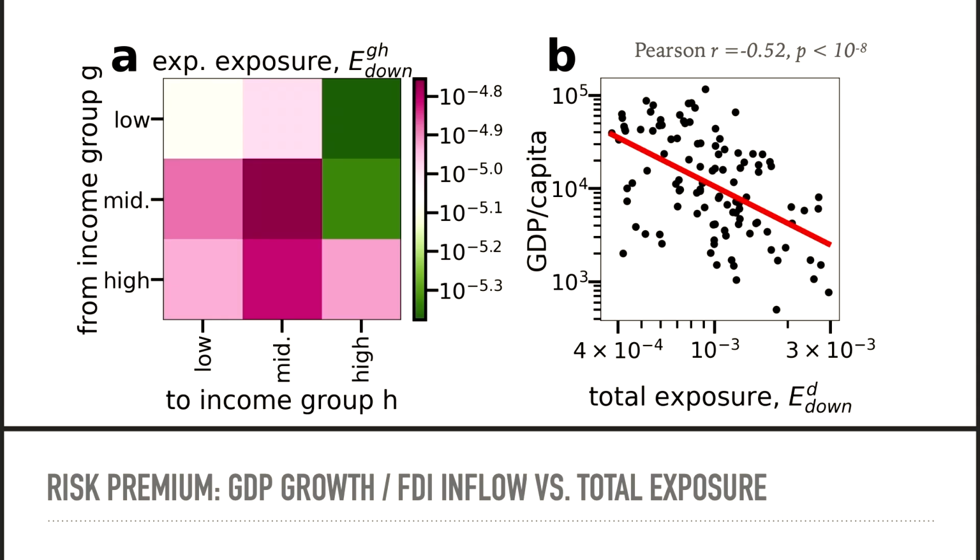So, that is why it looks like that, but we can also plot the total exposure that a country gets against its GDP per capita. We can see that there is a strong anti-correlation between the GDP per capita and the exposure. So, the lower the GDP per capita, the higher the risk exposure. The risk is not evenly distributed, and most of the low income countries get more risk from the high income groups and mid income groups.